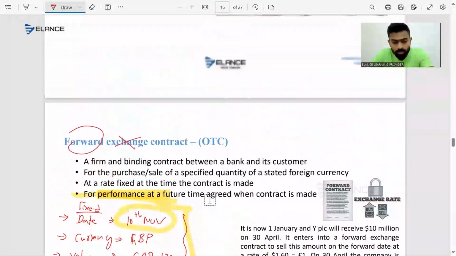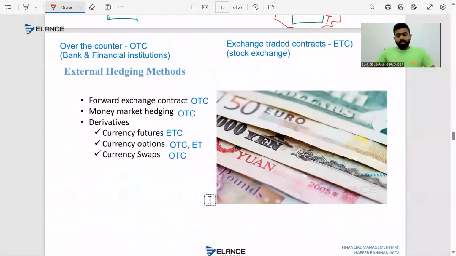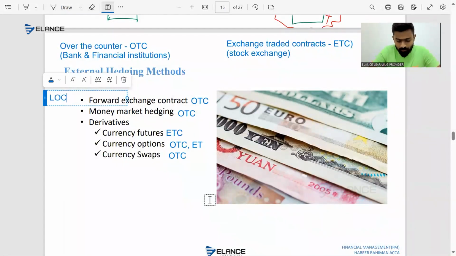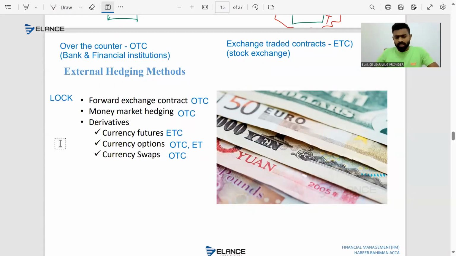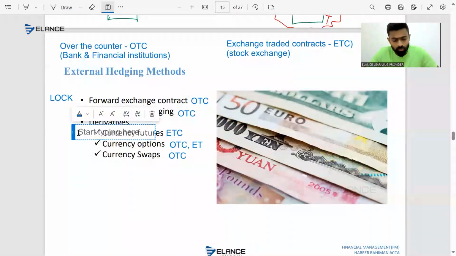Okay. See, this over the counter forward makes everything locked. Please note here in this slide, forward contracts make everything locked. We are locked. Similarly, the same fixed locking we will get in futures also.